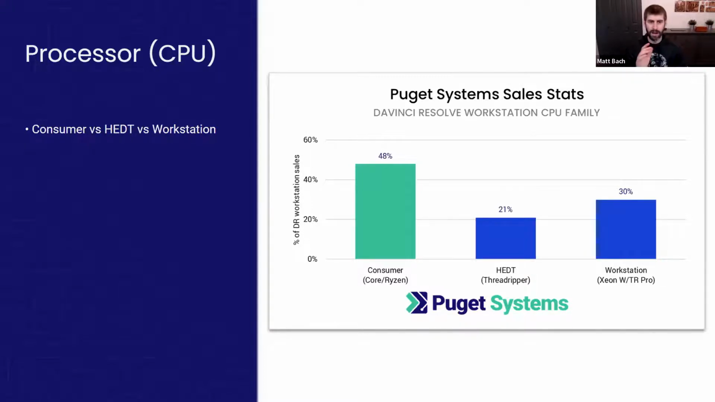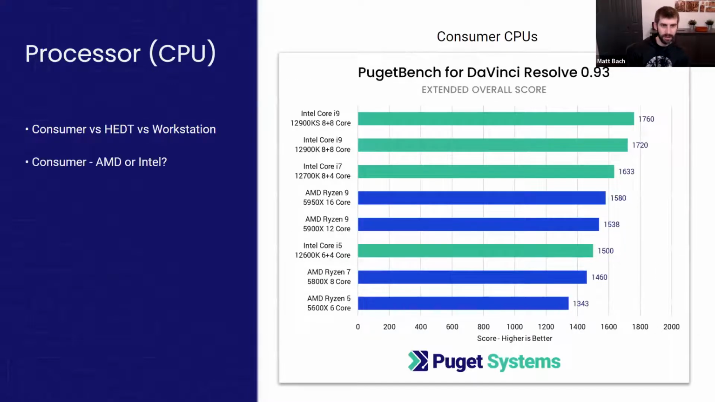So a lot there. A little bit of HEDT still. I think a lot of this stuff is going to be migrating up to the workstation class, which is where the remaining 30% of our systems are being sold right now for DaVinci Resolve: Xeon Ws, Threadripper Pro. I think it's mostly Threadripper Pro right now, but we'll talk a bit about that in a second.